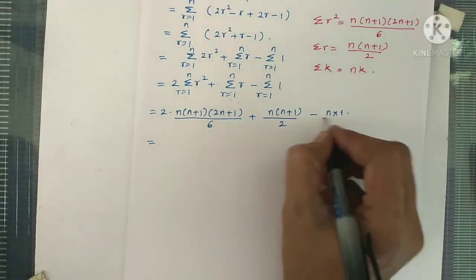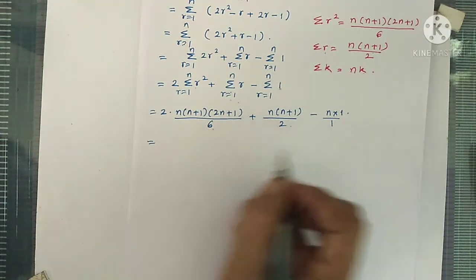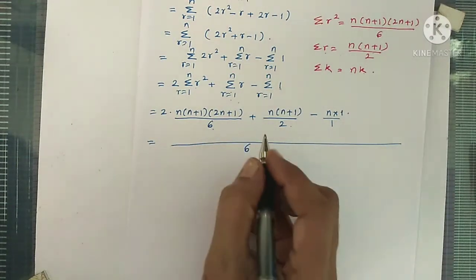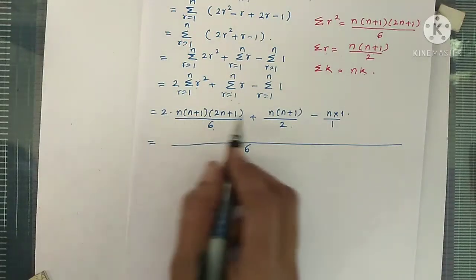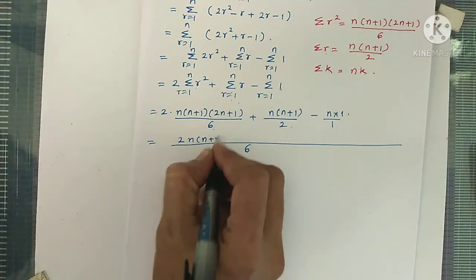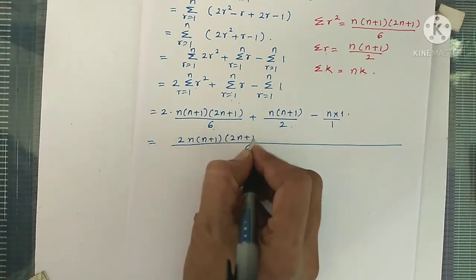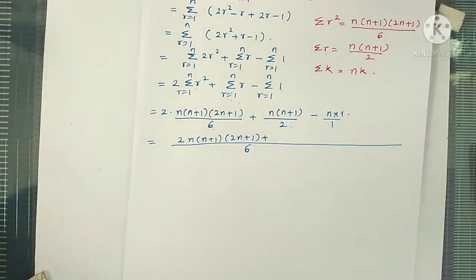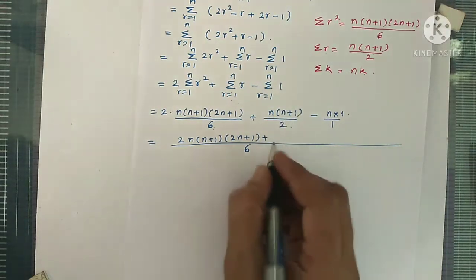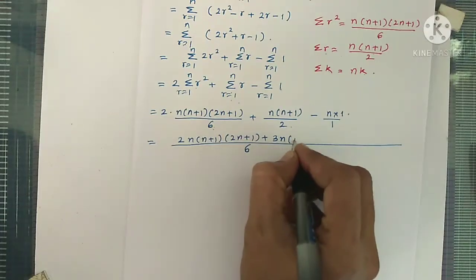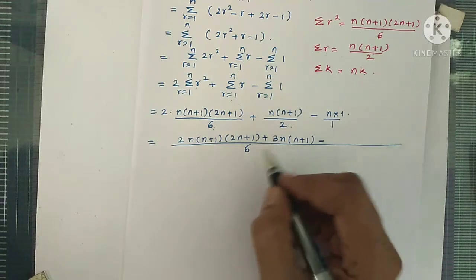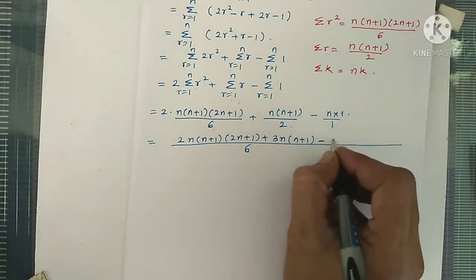Now first of all, let's take the LCM. The LCM is 6. So 6 upon 6 is 1. Multiplying these terms by 1, we get 2n(n plus 1)(2n plus 1) plus. Now 6 divided by 2 is 3. So we have to multiply this numerator by 3. So 3n(n plus 1) minus, here it is 1. So 6 upon 1 is 6. So here we have to multiply by 6.